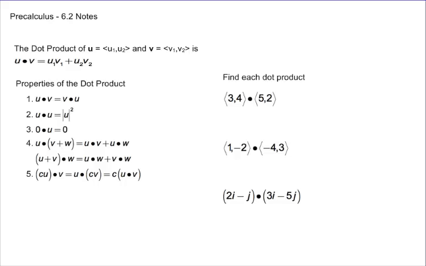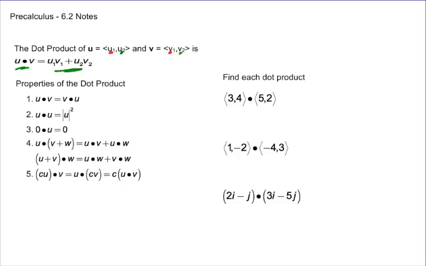Alright, in 6.2 here, what we're going to talk about is more vector stuff, and this really all revolves around the dot product of vectors. So, what is the dot product? Well, for the dot product you need two vectors, and all you're going to do is take the first number from your first vector times the first number on your second vector, and then take the second number on your first vector and the second number on your second vector, multiply and add. So it looks like this right here. It's really an easy thing.